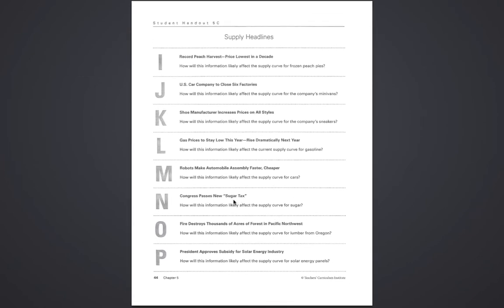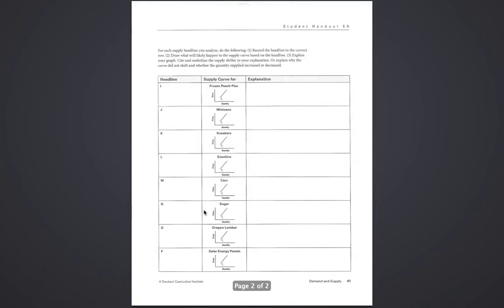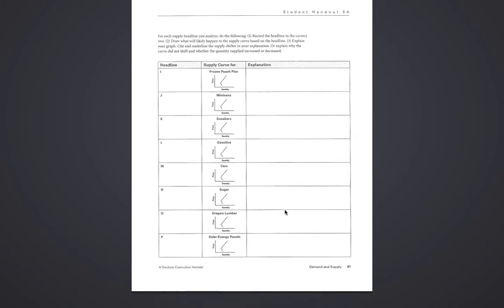Congress passes new sugar tax. How will this information likely affect the supply curve for sugar? We did not change the price. What we did is there is now a sugar tax. So now it is more expensive to make, so our supply is actually going to go back. We have less incentive at that price to make as much available for sale, so our new curve is going to be to the left. And taxes decrease supply. That's our explanation.